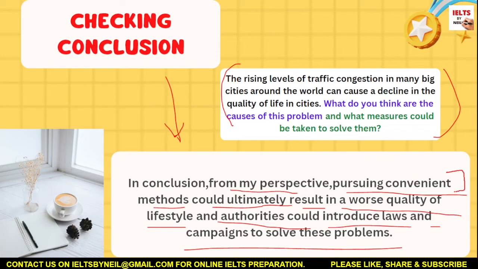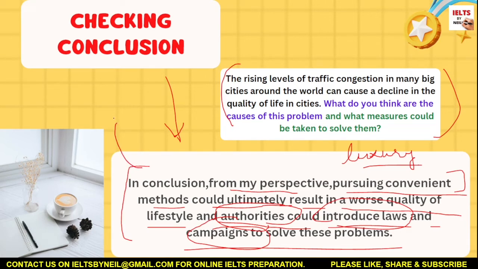Pursuing convenient methods means, again, it's related to luxury lifestyle, or comfortable lifestyle, result in worse quality of lifestyle. And then authorities means governments, they can introduce laws, and campaigns means educating the people, right? So again, the student has not written something new. The student has only mentioned what is being discussed in the body paragraphs, right? So it's really nice to see this.